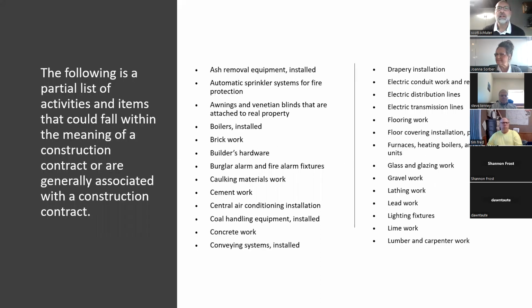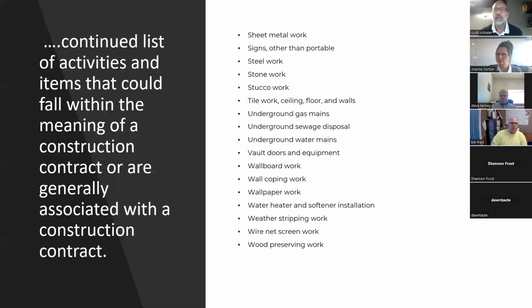So this slide and the next slide is just a list of activities or verbs that a contractor provides in a construction contract. Take a second and look at those. And then, Joanna, the next slide is just a continuation of more of those activities or verbs. All right, next.